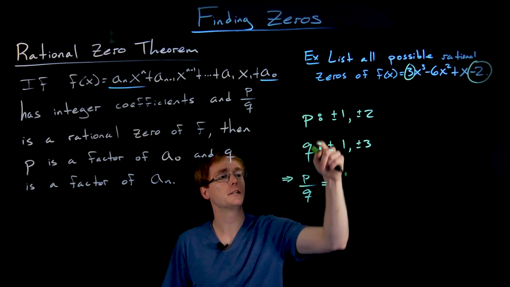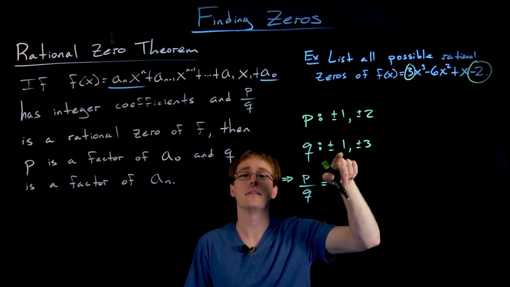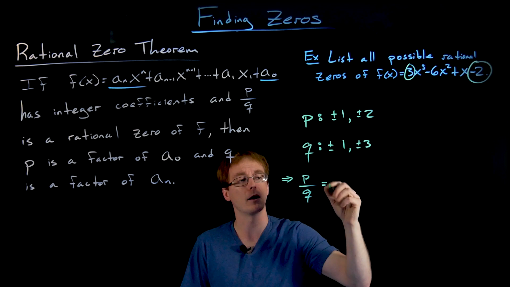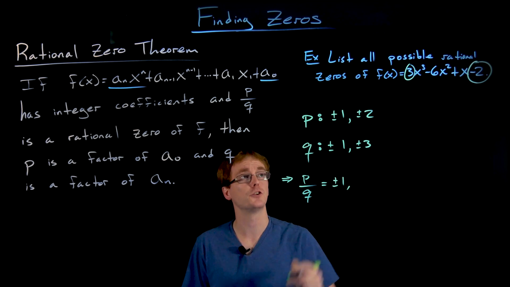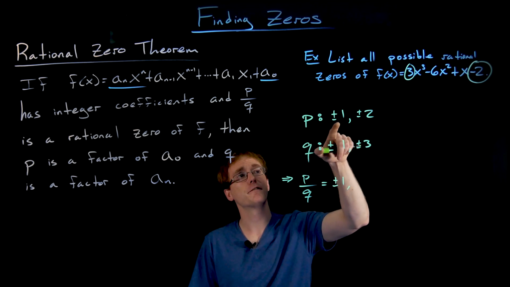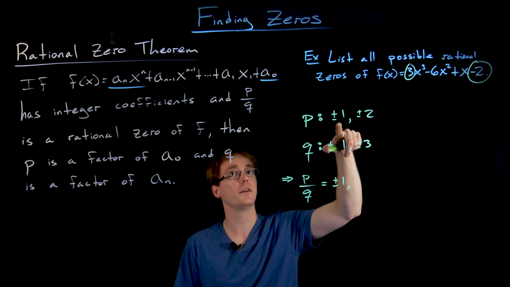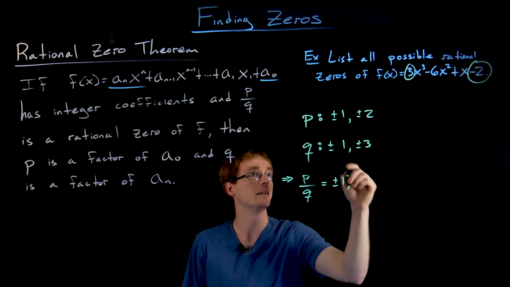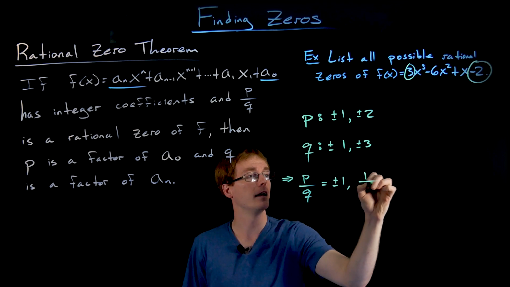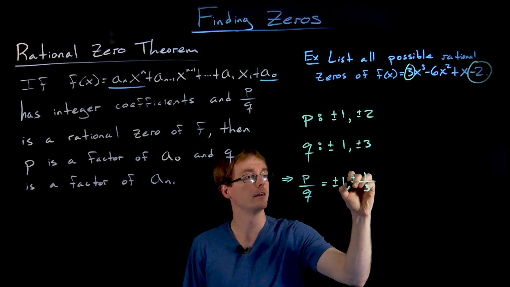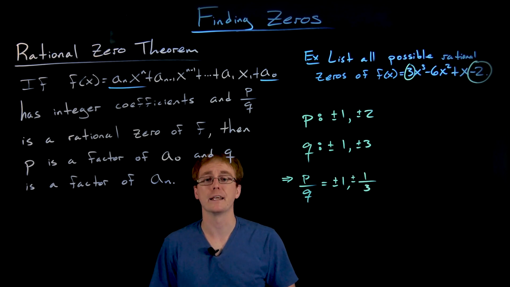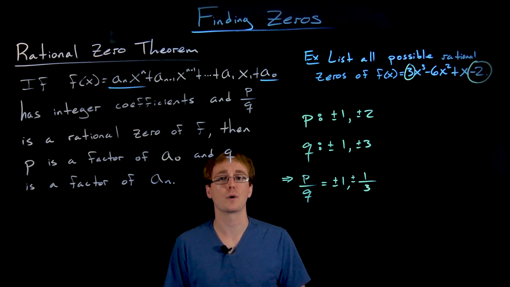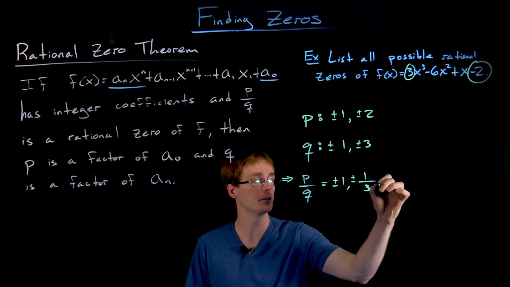So we can take our first p values of plus or minus 1 and divide them by our first q values of plus or minus 1. Well, 1 divided by 1 is 1, so that just simplifies to plus or minus 1. But we can take that first p value of plus or minus 1 and divide it by our second set of options for our q value, plus or minus 3. So in the numerator we have a 1, and in the denominator we have a 3, and we could have any different positive or negative combination here. So plus or minus 1/3 is another potential rational zero for this polynomial function.